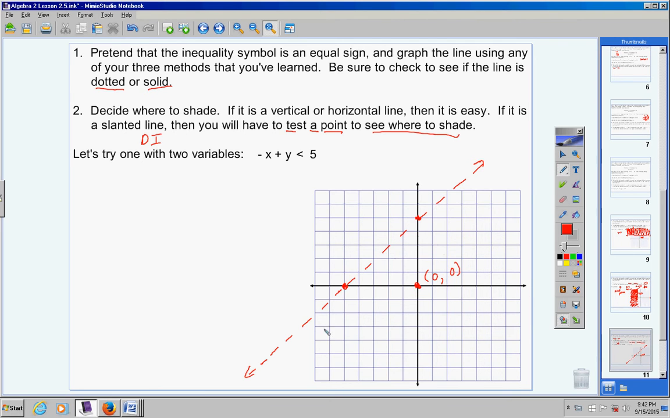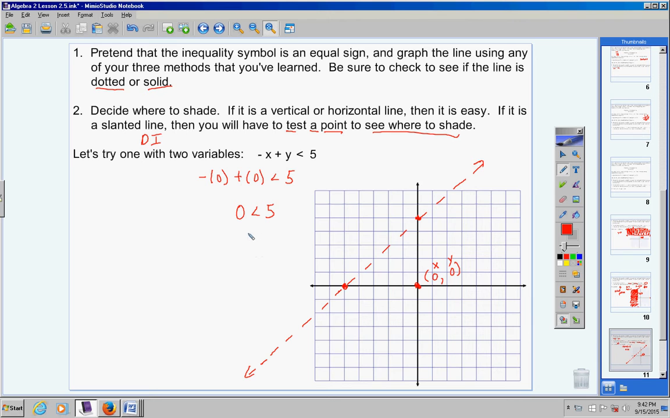Now, take good notes, listen to me. So I come over here, and my x value is 0. My y value is 0. So I'm going to put in 0 for x and 0 for y. Notice I'm using my inequality, not an equal sign here. Now let's see if we get out a true or false statement. Negative 0 plus 0 is 0. 0 is less than 5. Now, is that a true or a false statement?